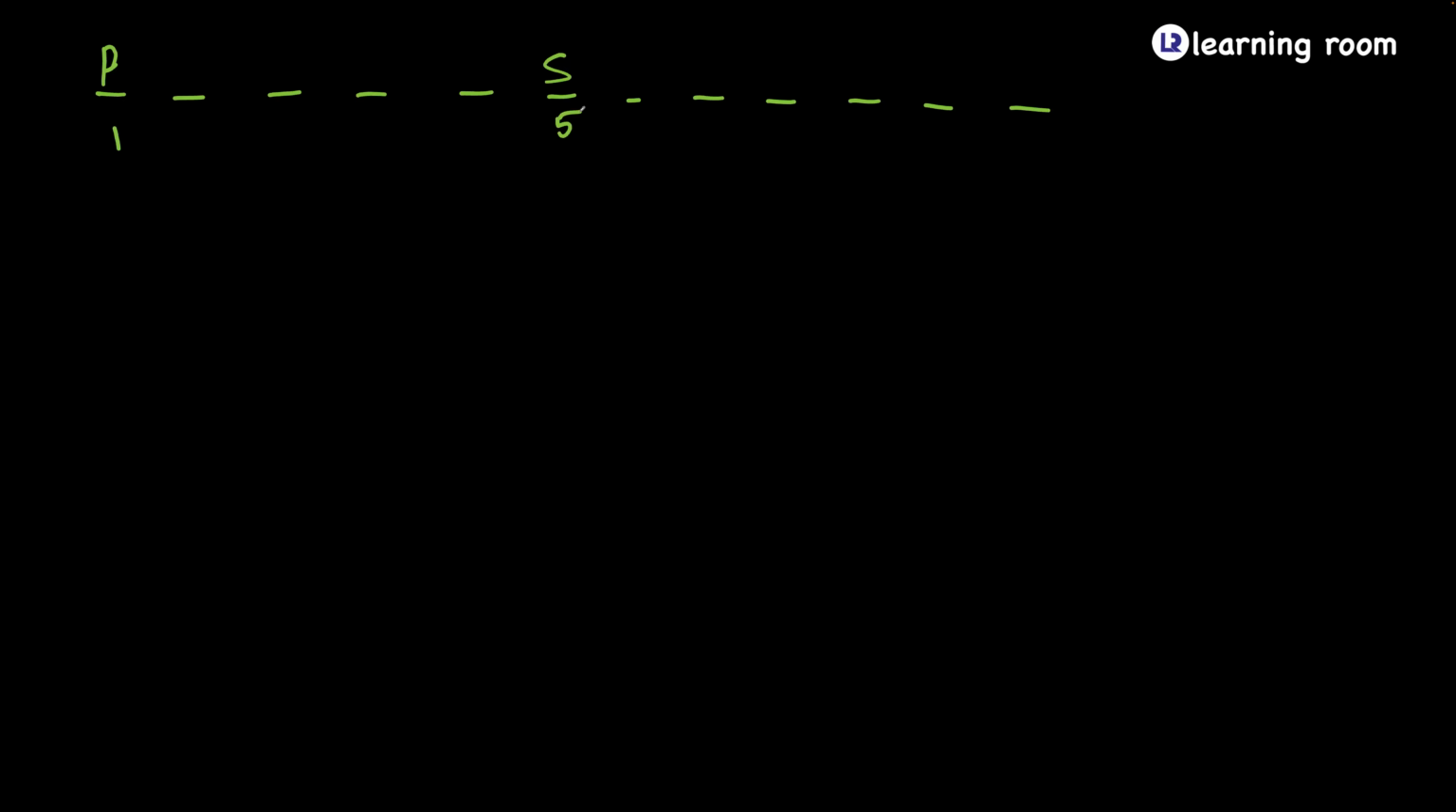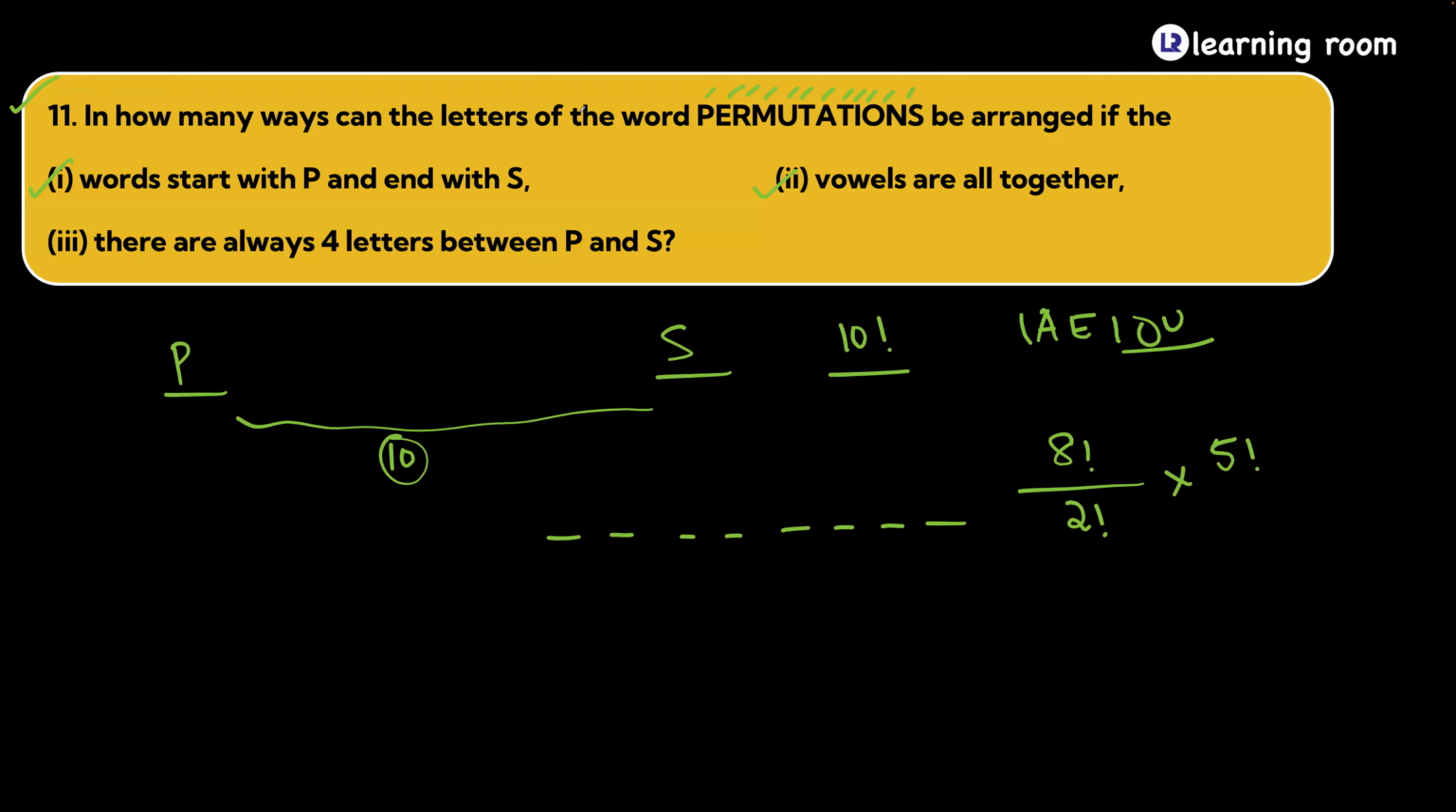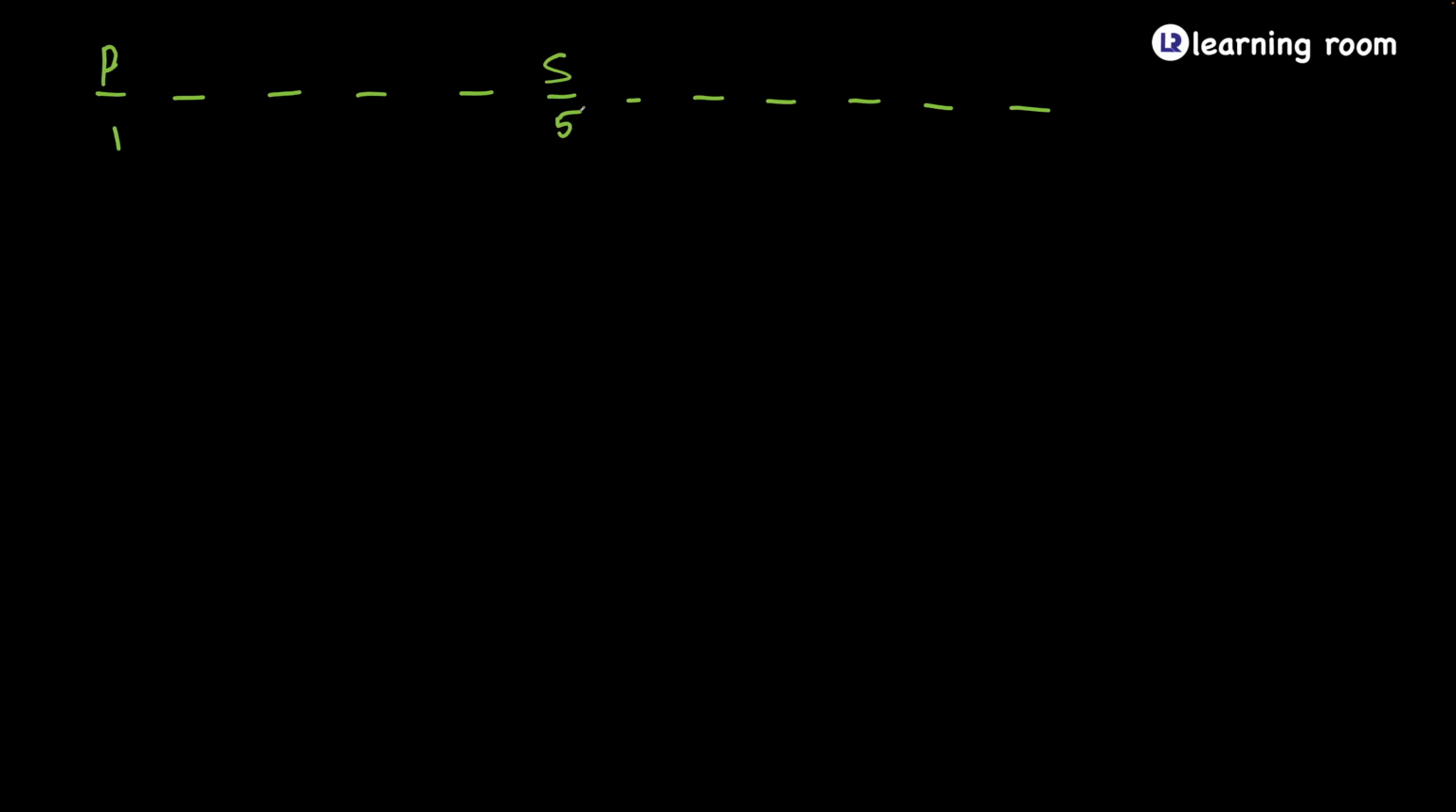Are they clear? There are always 4 letters between P and S, but they didn't say where P should be placed and where S should be placed. Suppose I place S here, P will come here. Are you able to understand what is the meaning? So P, S, what are all the positions it can take?